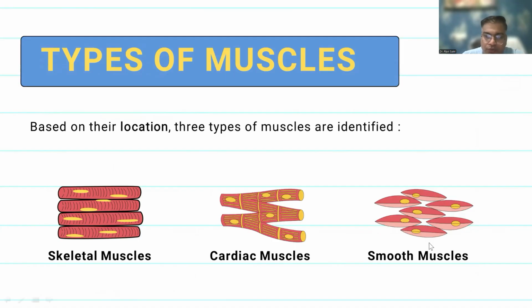On the basis of location, we have three types of muscles. The first one is the skeletal muscles, which are associated with the bones. The second category is the cardiac muscles, and the third one is the smooth muscles. Skeletal muscles are attached to bone, cardiac muscles are present in the heart, and smooth muscles are present in various visceral organs.